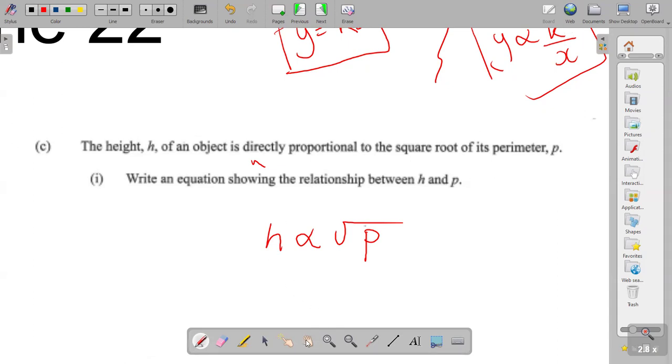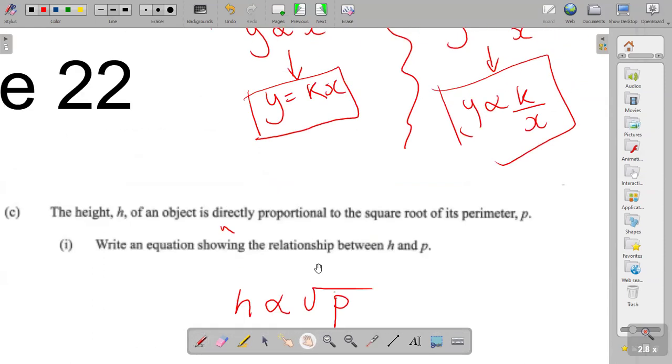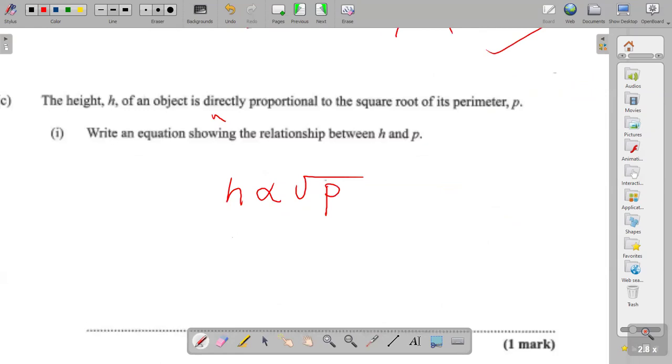So I'm gonna move on. So this is the beginning of it. So H is proportionate to the square root of P. You're literally just taking a sentence and writing the formula. So from here, what did we learn about the formula? It's gonna always be whatever they give you times K. That's what it is. So that means H is just equal to K times what is above, which is the square root of P.